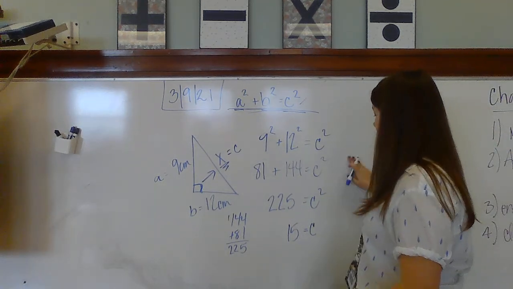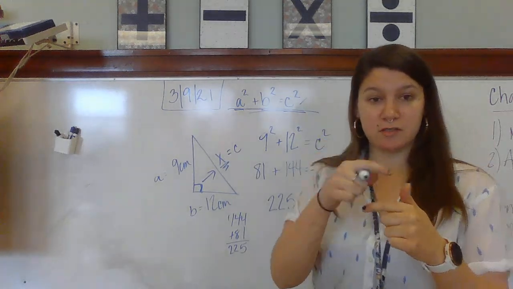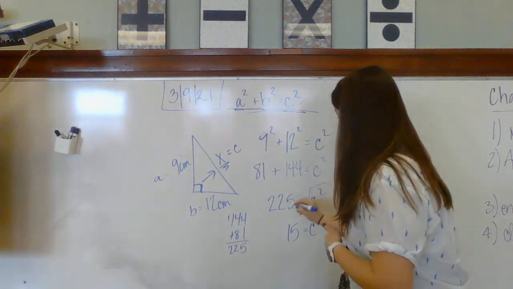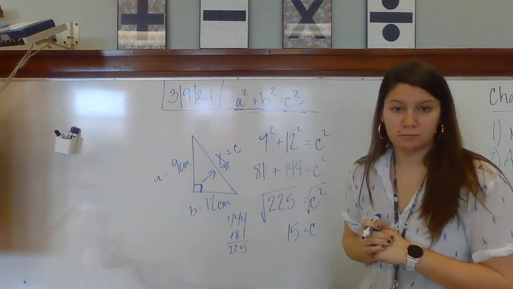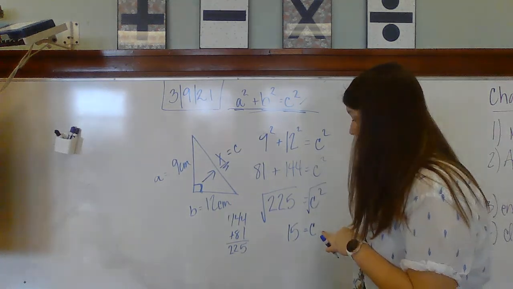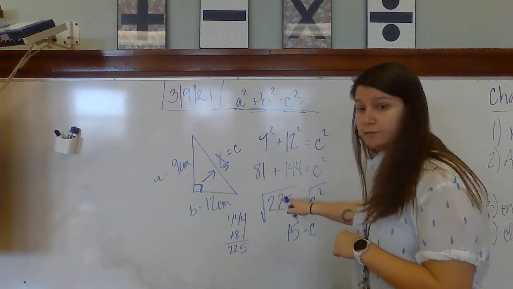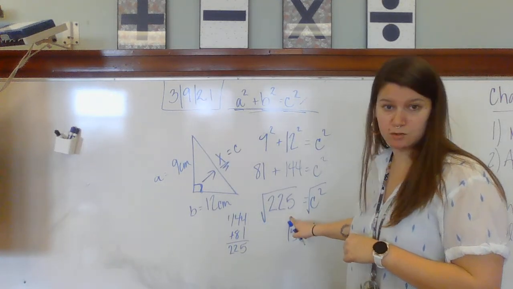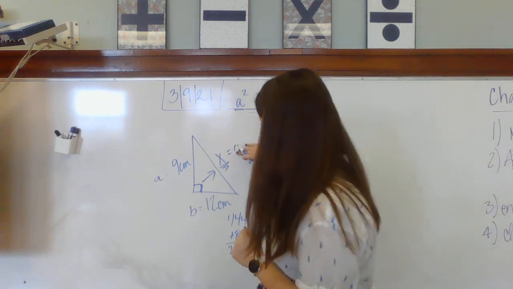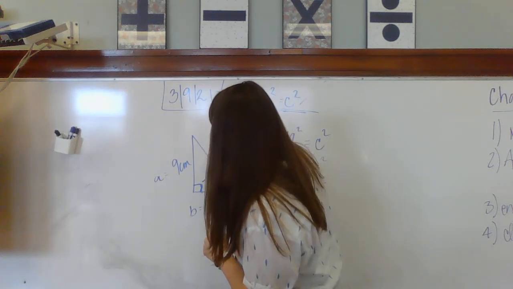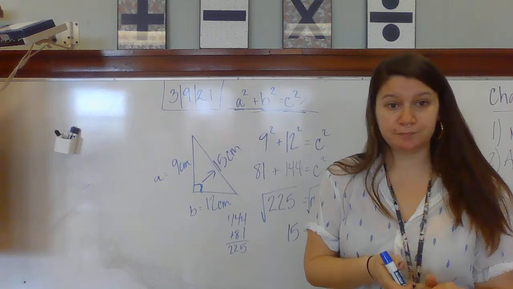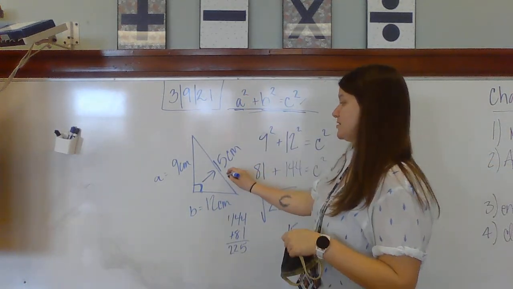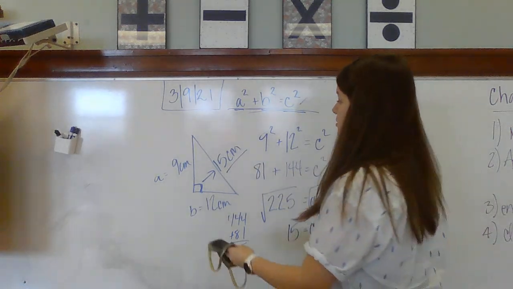But just remember, and this is when it's going to come in handy, the opposite of squaring a number, to undo a square, use square root. So the square root of C squared is C, and the square root of 225 is 15, because 15 times 15 is 225. So this side length is 15 centimeters. Now, that's all well and good. That's perfect until you have a missing side length that's not a whole number. So let's talk about what that means.